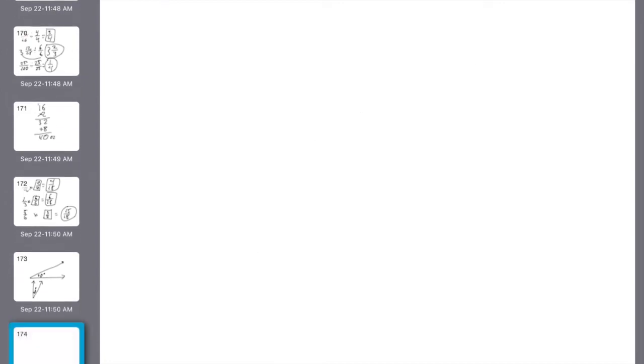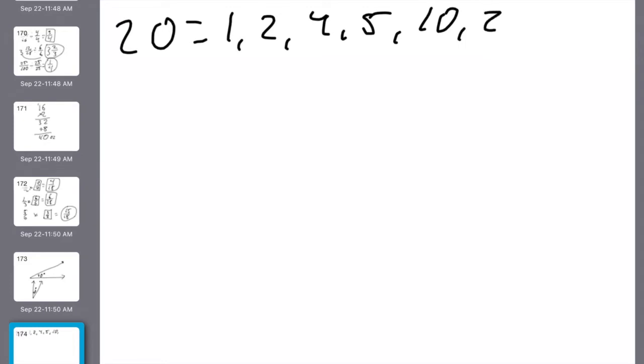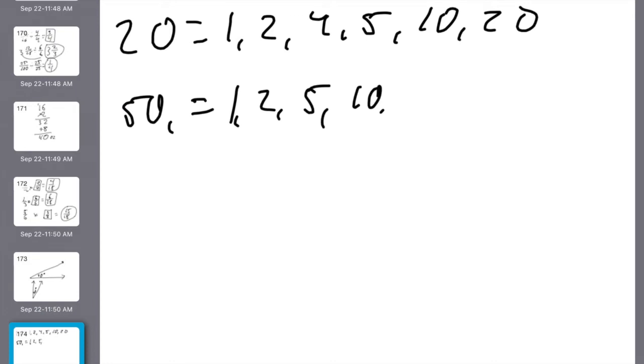Number 11, what factors of 20 are also factors of 50? So 20 looks like this. 1, 2, 4 goes with 5, 2 goes with 10, and 1 goes with 20. 50 looks like this. 1, 2, 5 goes with 10, 2 goes with 25, and 1 goes with 50.